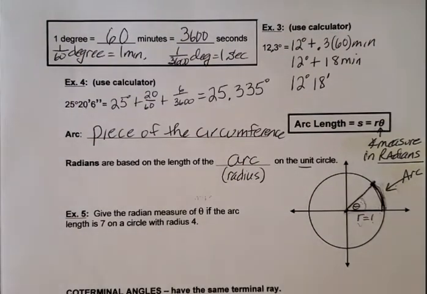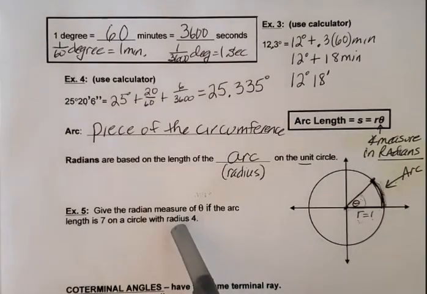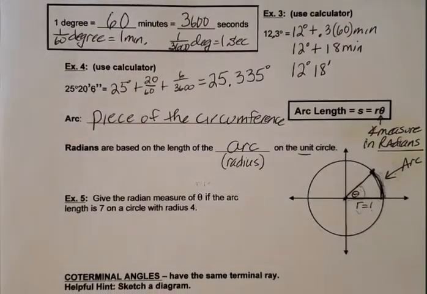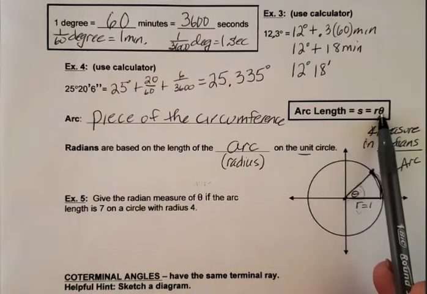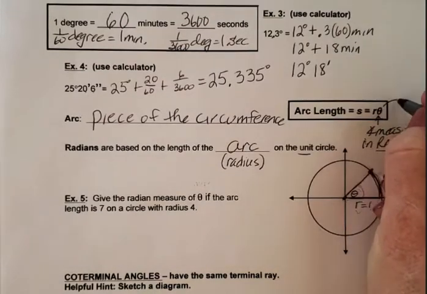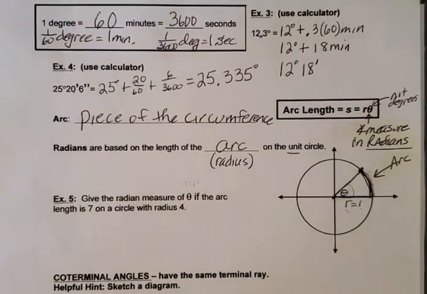Okay, so let's take a look at example 5. This formula and example 5 are really a little bit of a sneak preview into section 7.2, but we'll go ahead and do them. They're pretty simple. So remember that this formula is only used for arc length if you're given the angle measure in radians. You cannot use this formula if it's in degrees, so not an angle measure in degrees. That's important. You would use another formula for that.